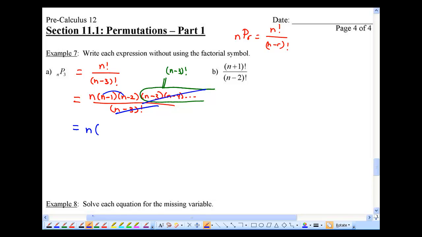And to try to speed this up, I'm going to multiply this out. So n squared minus 3n plus 2, for the last two factors. And then we'll distribute the n. And I think we've got our answer. n cubed minus 3n squared plus 2n. And it's as simple as that.